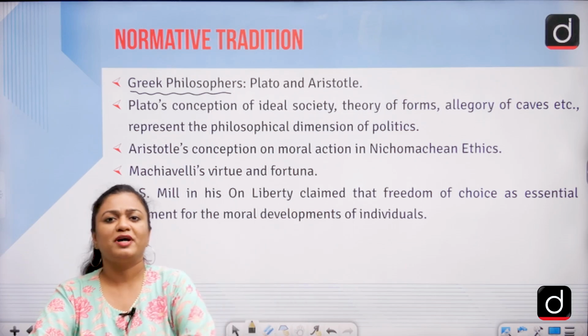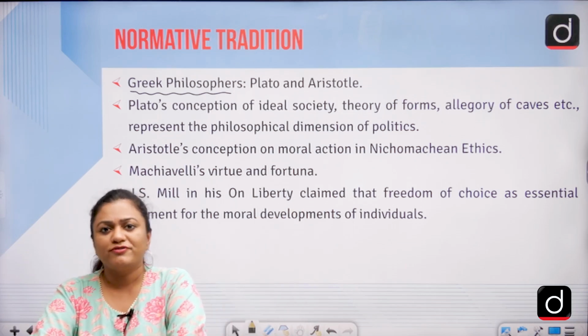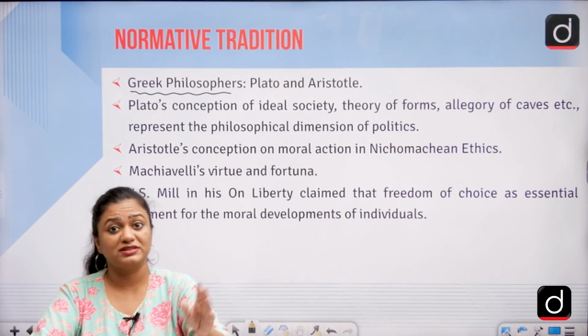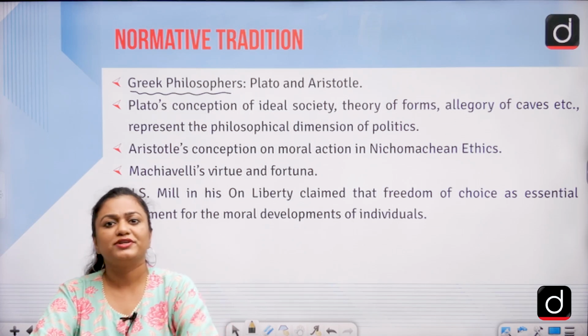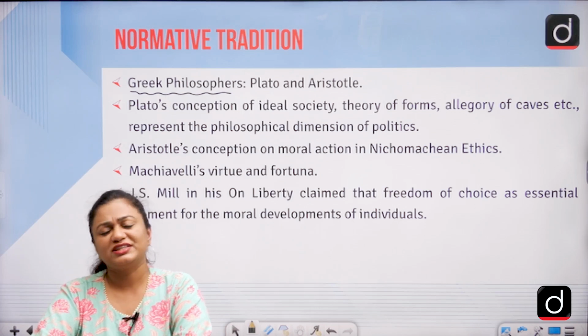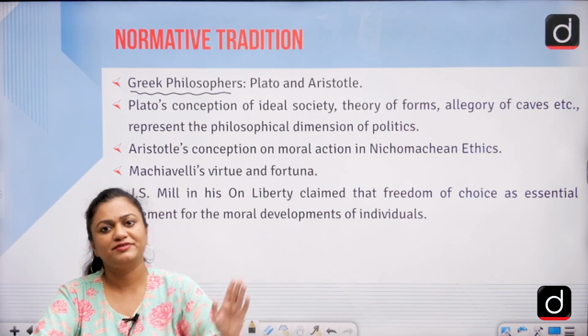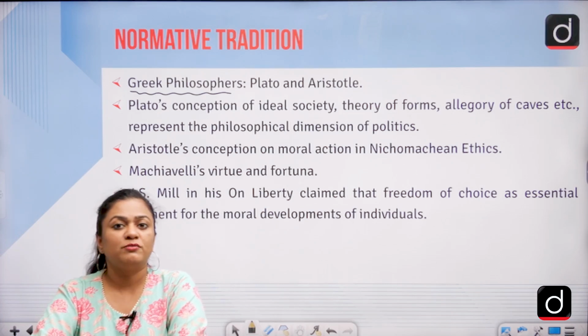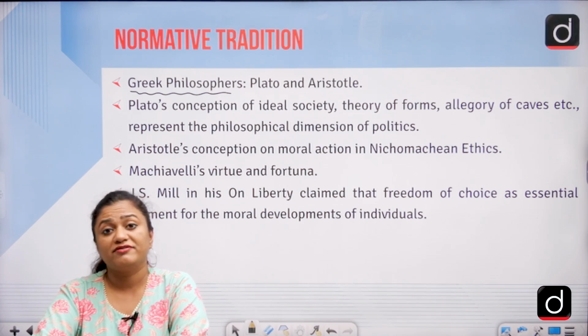Both of them were looking for an ideal state, or how the state can function, and its relationship with the citizens. They also elaborated on the ideas of slavery, property, justice and everything. But yes, we can place them in the normative tradition because they were more inclined towards the ideas of the good life and many things.